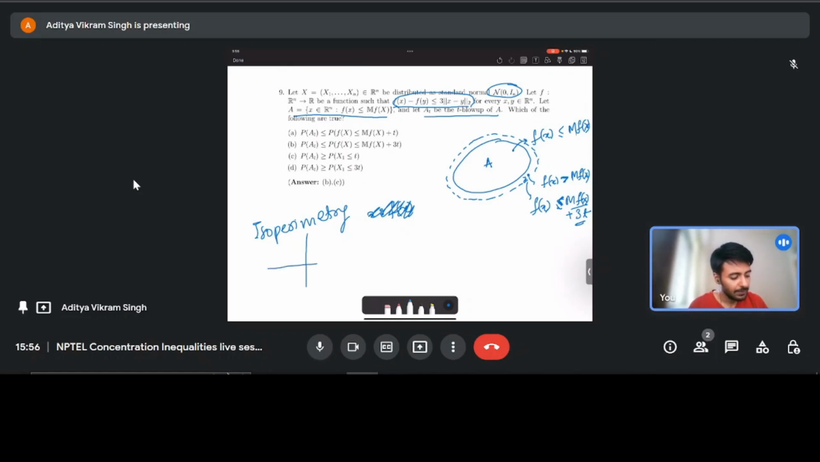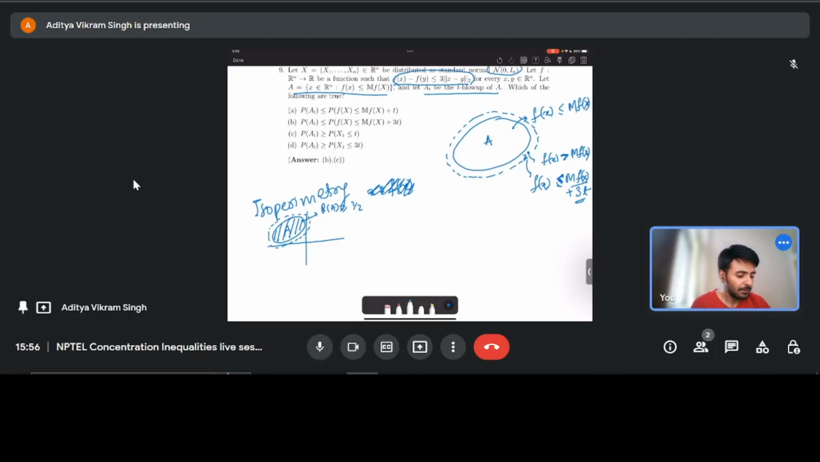So in the Gaussian, suppose you had this set A here, and you had this blow up of A, and suppose the probability of A is greater than or equal to half. This is some condition we have.